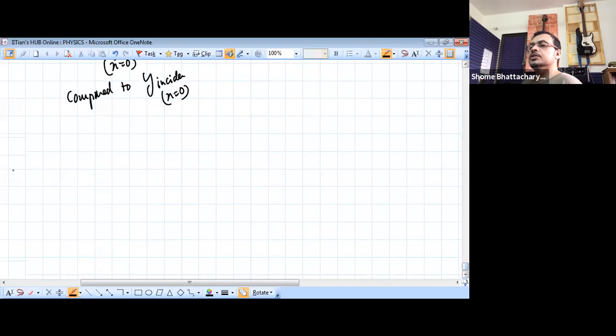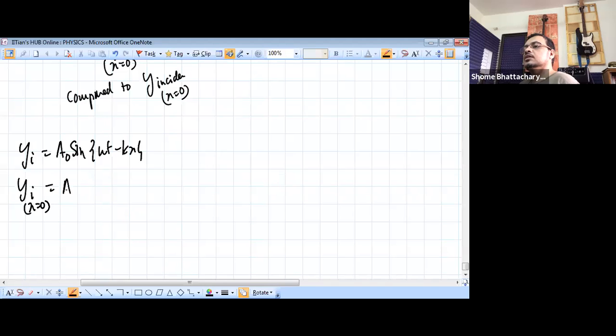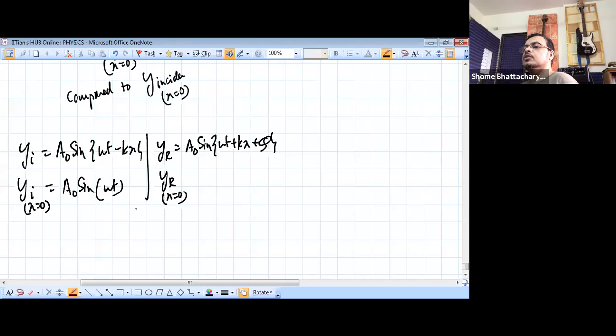Your incident wave equation was a naught sine omega t minus kx, suppose. So y incident at x equal to 0, that is at the boundary position, is a naught sine omega t. Now similarly, your reflected wave equation was a naught sine omega t plus kx plus the phase constant phi. So the reflected wave is creating how much displacement at the boundary position, x equal to 0? It is creating a disturbance of a naught sine omega t plus phi.